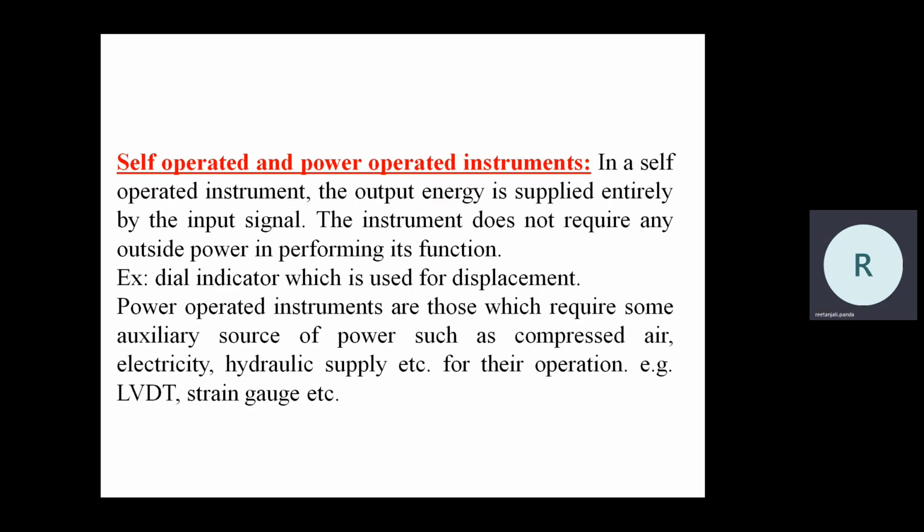Then comes self-operated and power-operated. Self-operated means, what do you understand here? The instrument will operate on its own power and will show us the data. Just like our Bourdon tube pressure gauge. You give the input, the input is the power for that instrument, and it will show us the data.